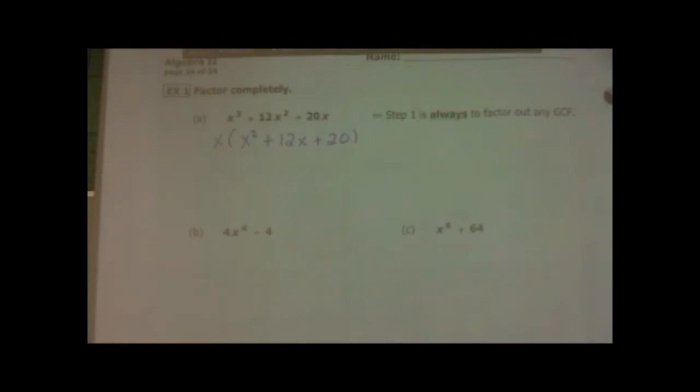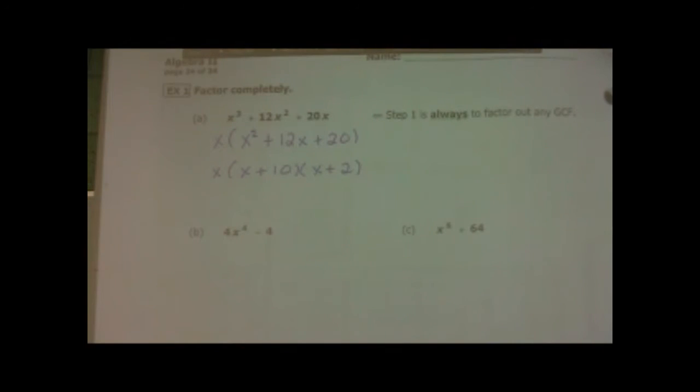So the first thing I'm going to do is notice that I do have a greatest common factor. That is x. And I'm going to take that x out to the front. And what's left in parentheses is x squared plus 12x plus 20. All right? Now I have 3 terms, so I'm going to follow the strategy for 3 terms. This quadratic starts with x squared. It's one of the easy ones.